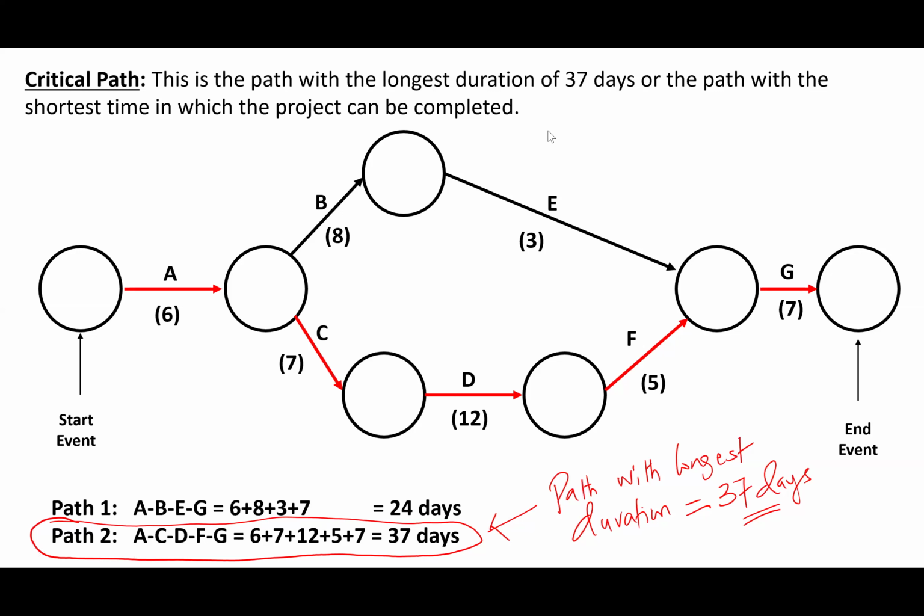Now, you should note that the critical path gives us the project duration. So it means that the duration of the project is equal to 37 days. That's the duration of the project.